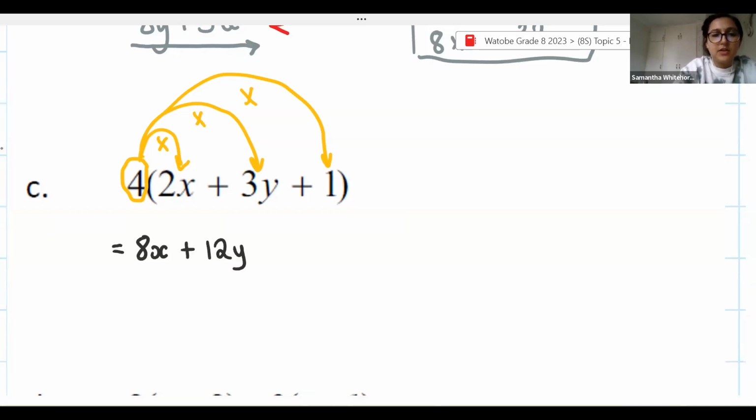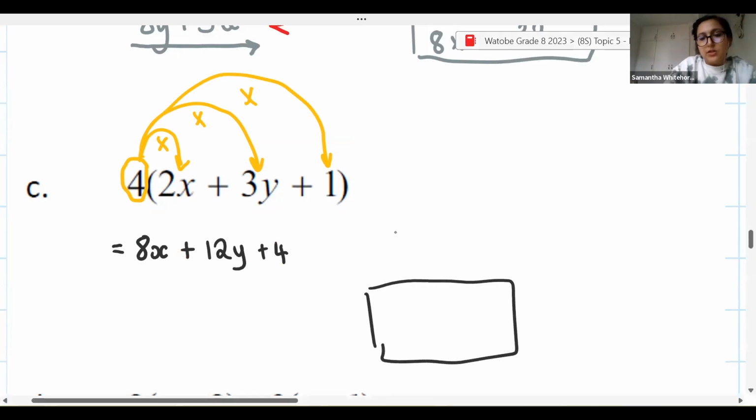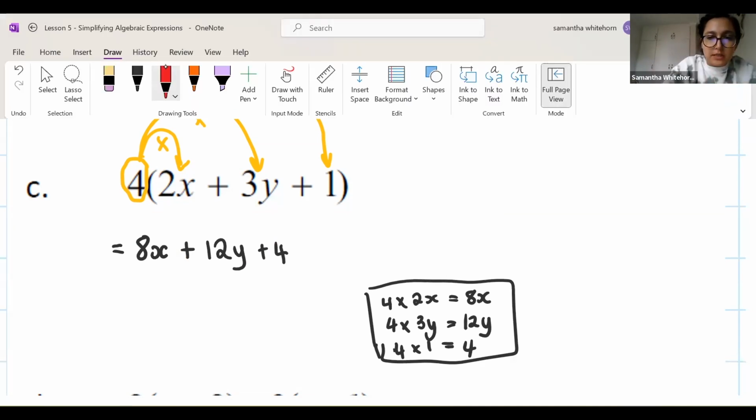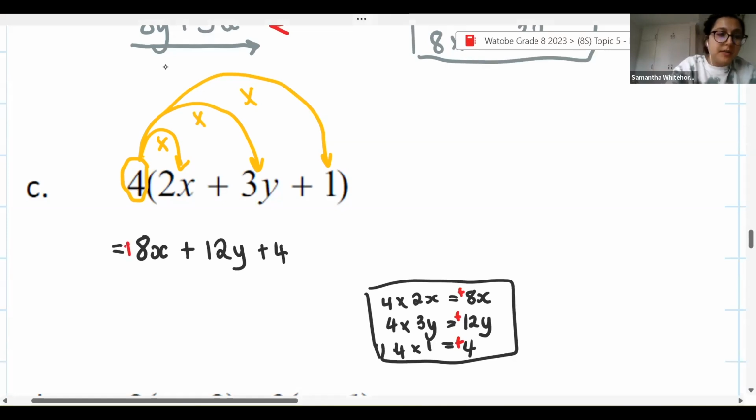Perfect. Okay. So guys, there we have it. Again, if you need your multiplication block, that's absolutely fine, just so that you can see why we got what we got. Positive 4 times positive 2x. Positive times a positive is a positive. 4 times 2 is 8, so we've got 8x. Positive 4 times positive 3y, positive 12y. And 4 times positive 1 is a positive 4. So these terms are all positive. Now, we don't have to put a positive in front of the 8x because it's our first term, but we do need to have the positives in front of the 12y and the 4.